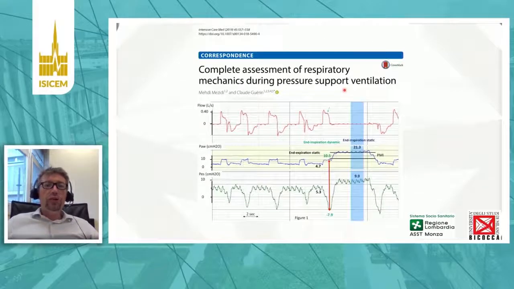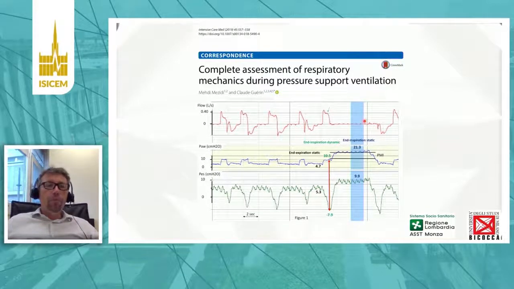Also, Claude Guérin and Dr. Metzdi applied this approach in a very different condition, which was weaning difficult to wean patients, unveiling that this patient had a very low compliance, because once you have driving pressure, you use it exactly as during controlled ventilation. So you see here driving pressure was very high, 21 minus 5, so it's 16 centimeters of water driving pressure that allows you to calculate compliance.